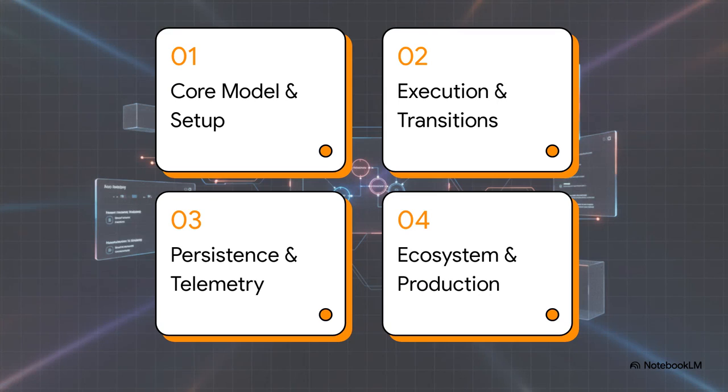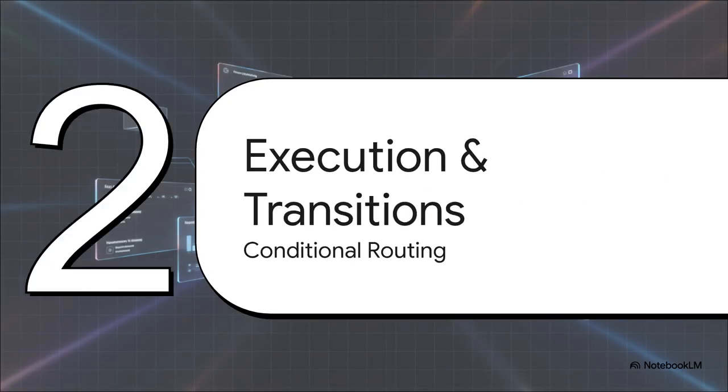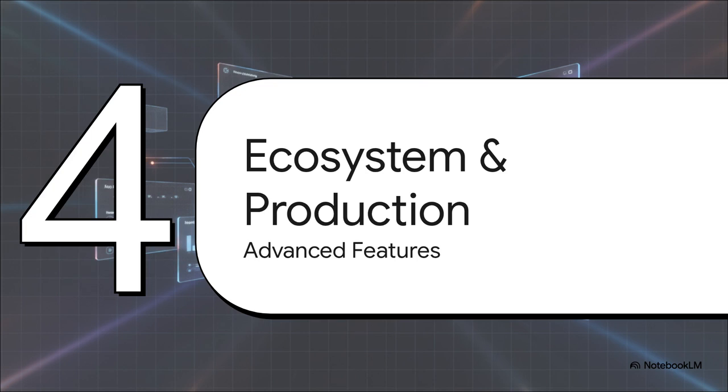So we are mapping out a massive 24-segment explainer series on Apache Burr. The 4 major pillars we will be deeply exploring are core model and setup, execution and transitions, persistence and telemetry, and ecosystem and production. Section 1. Core model and setup, exploring actions and state. Section 2. Execution and transitions, handling conditional routing. Section 3. Persistence and telemetry, utilizing built-in persisters. And Section 4. Ecosystem and production, mastering advanced features.